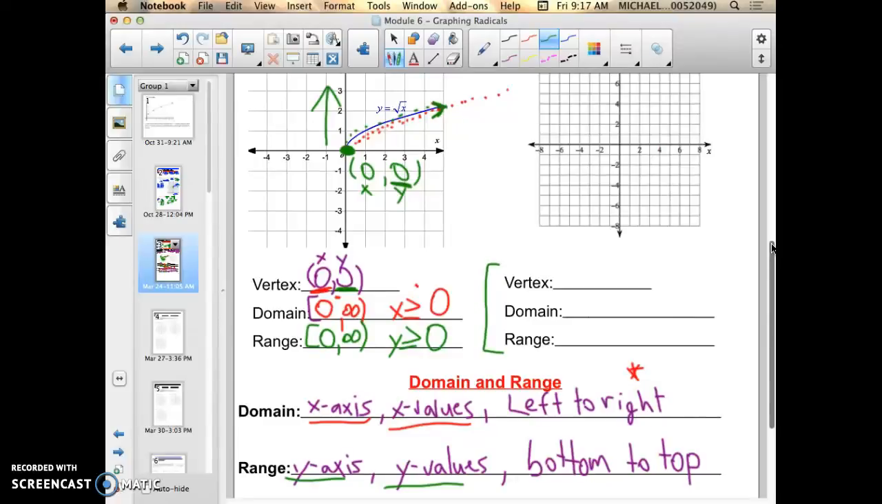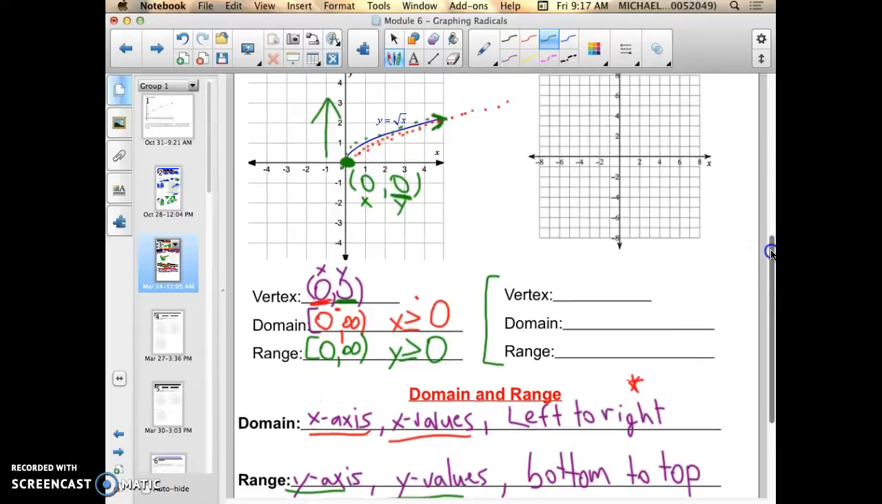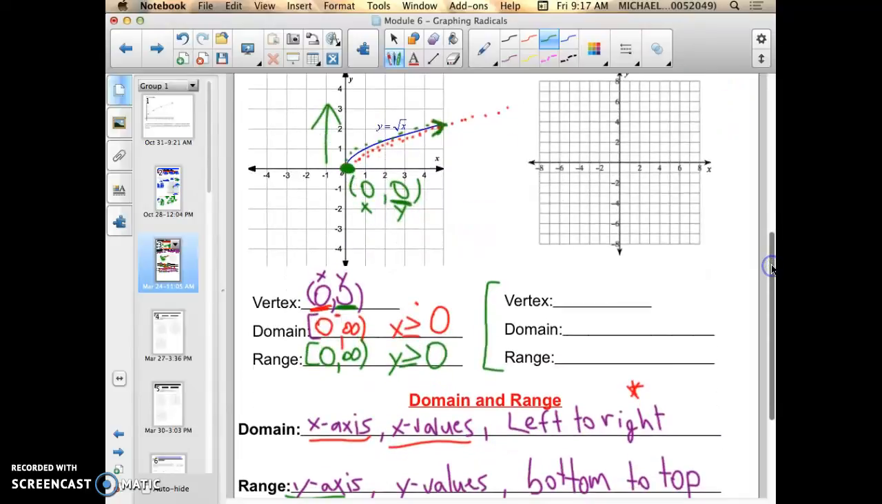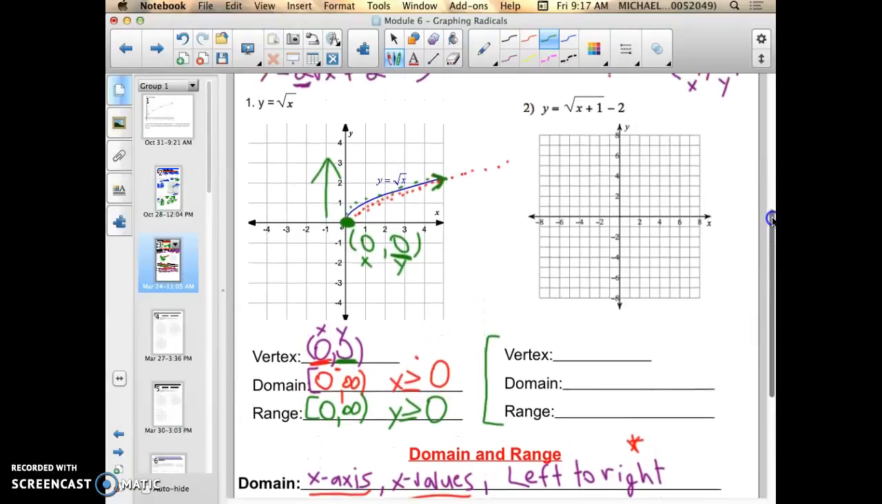Okay? So I'm going to get you started on this problem. I'm going to help you find the vertex, and then I want you to practice finding the domain and range on your own before you check your work with mine, because this is very important that you master this skill.